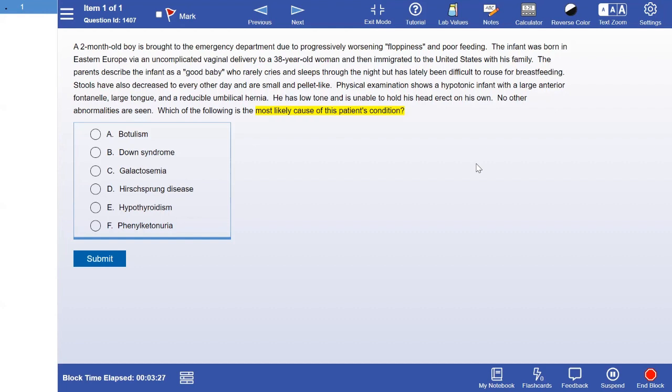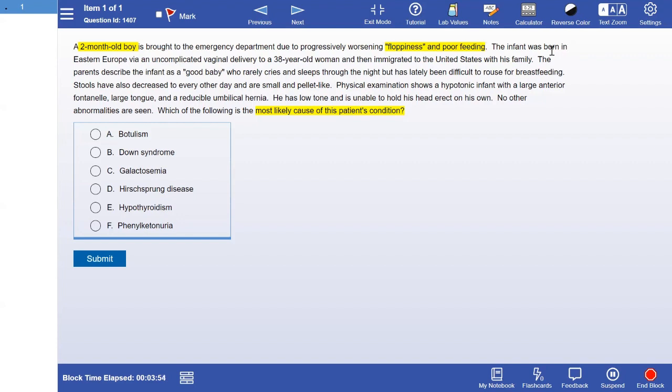Now, the question is asking us about the cause of this patient's condition. So what are the important things that we need to find out the cause? Remember, you do not have enough time to reread the questions. You have only enough time to read the question one time in the real exam. So here we have a 2-month-old boy, okay, so age and gender is important, who is brought to the emergency department due to progressively worsening floppiness and poor feeding.